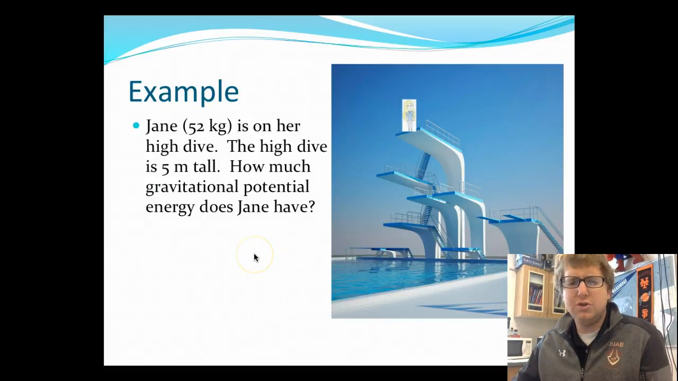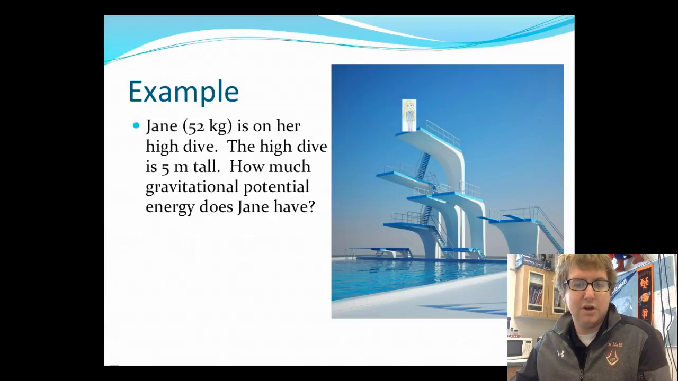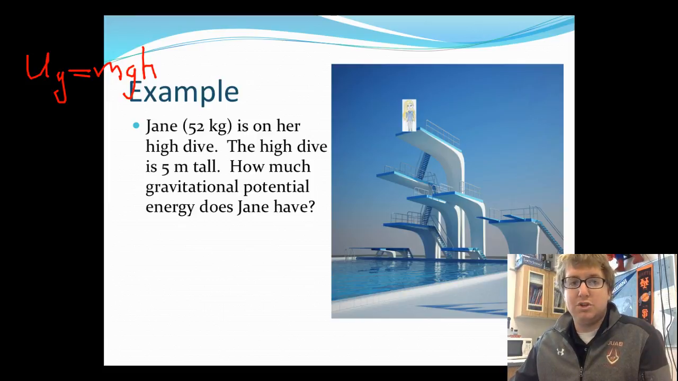Now, let's do a quick example of how to solve for this equation. Jane is standing on her high dive. She is 52 kilograms, and the high dive is 5 meters tall. How much gravitational potential energy does Jane have? If you remember, gravitational energy is equal to the mass of the object times the acceleration of gravity on that planet times the height. Jane is our object, and she is 52 kilograms, and our mass is in kilograms, which is what we always want it to be in.